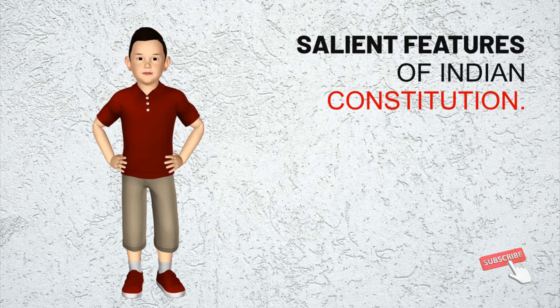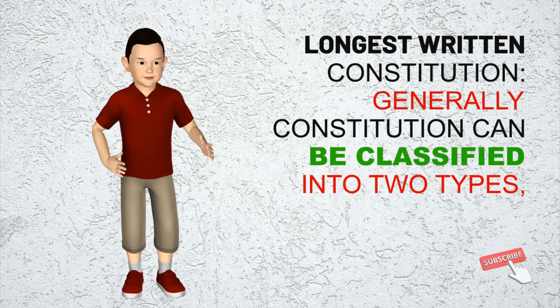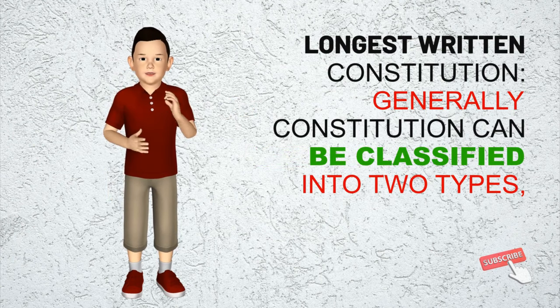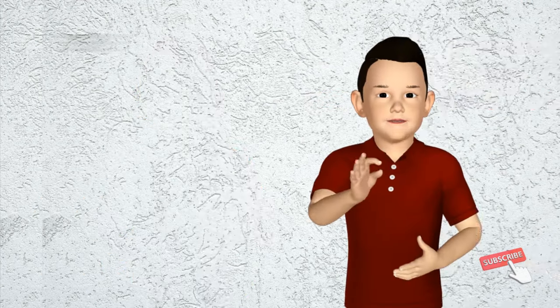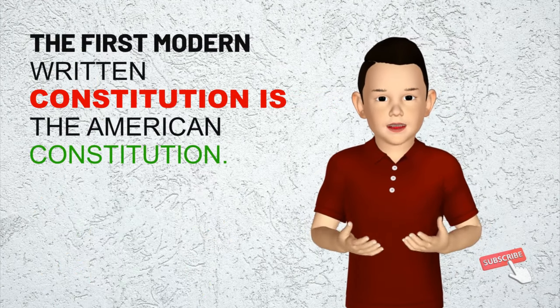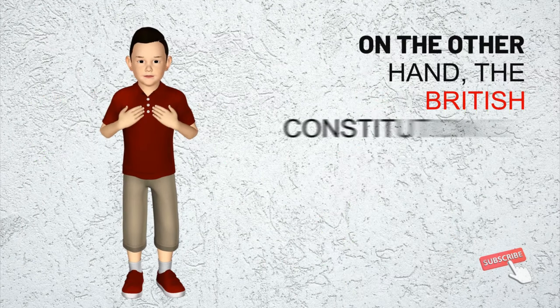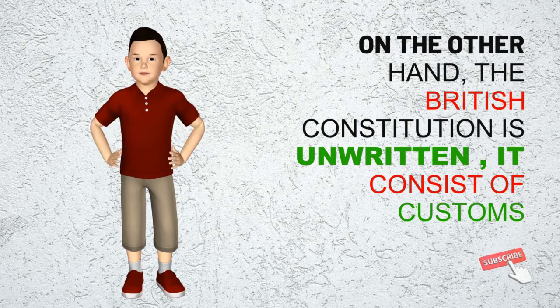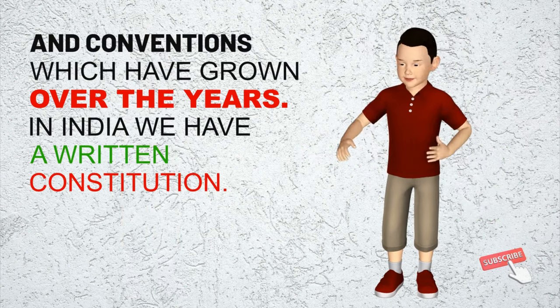Salient features of the Indian Constitution. Longest written constitution. Generally, constitutions can be classified into two types: written and unwritten. The first modern written constitution is the American Constitution. On the other hand, the British Constitution is unwritten. It consists of customs and conventions which have grown over the years.